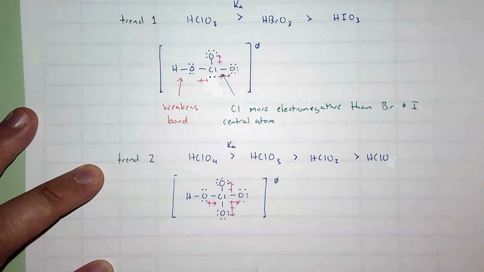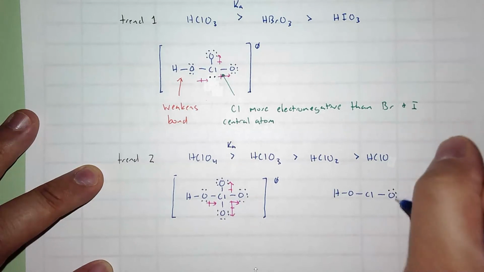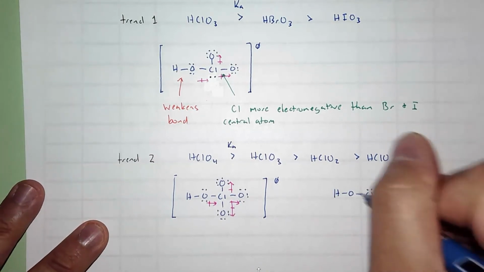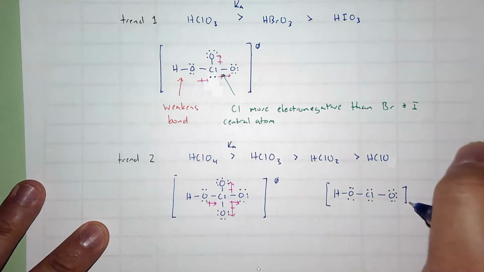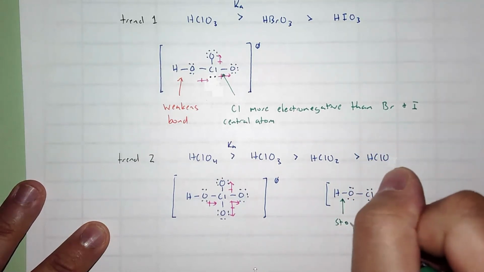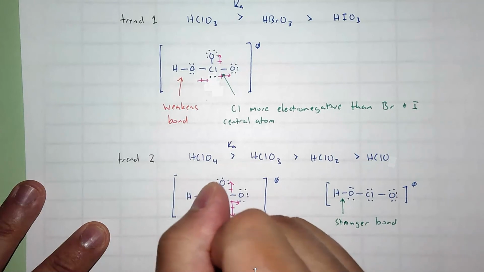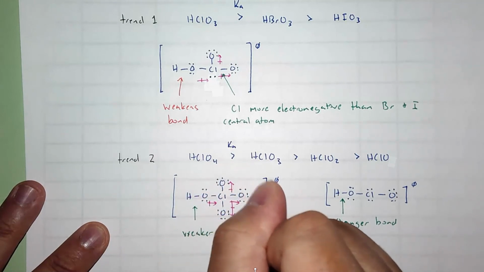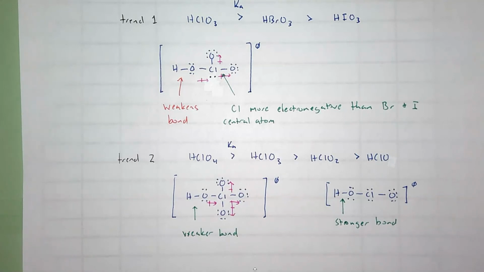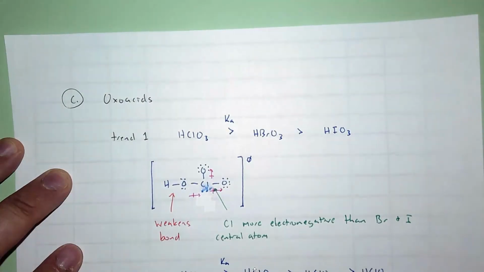Making too many typos. HOClO. How does this one look? You have two lone pairs on chlorine. So we could say that this is the stronger bond compared to this bond right here. This is a weaker bond. Okay. So that's topic C, oxoacids.